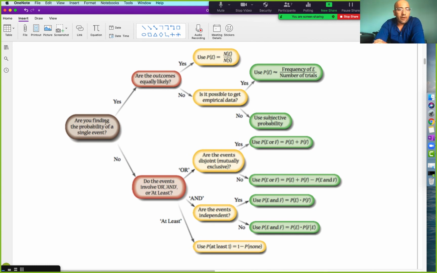Are you finding the probability of a single event? Yes versus no. If it's a single event, are the outcomes equally likely? For example, we roll a pair of dice one time and have some event we want to find. That's a one-time event. With 2 events, maybe we roll a pair of dice and then pick a card from a 52-card deck. So that's this first question: single event versus not a single event.